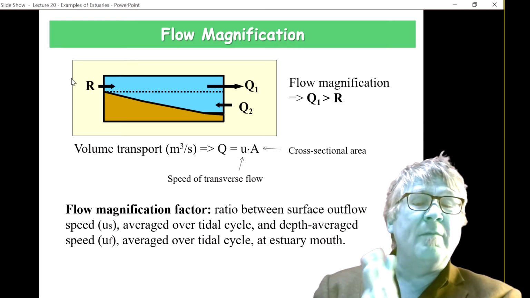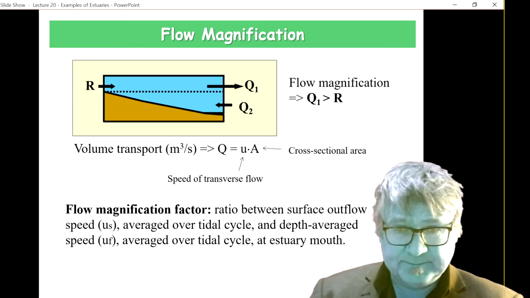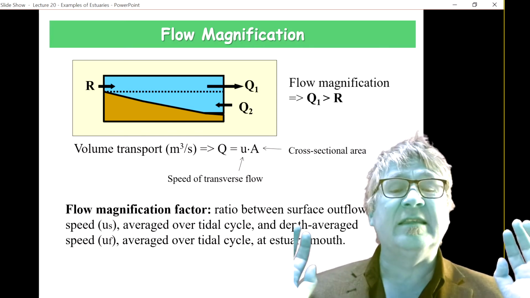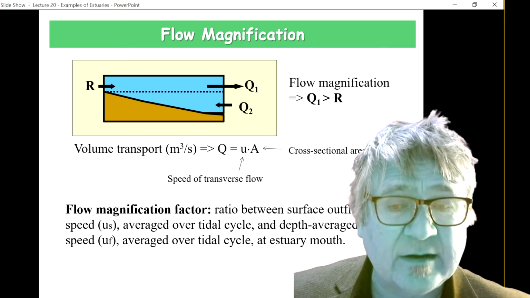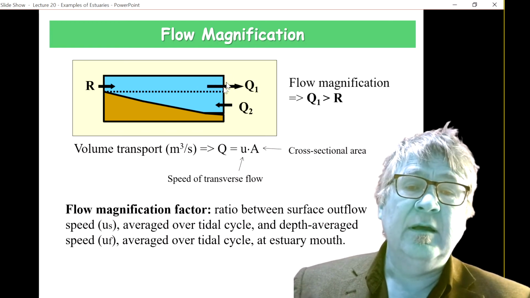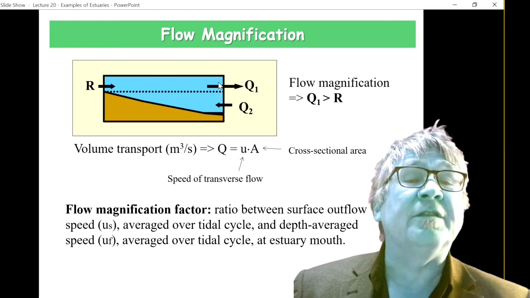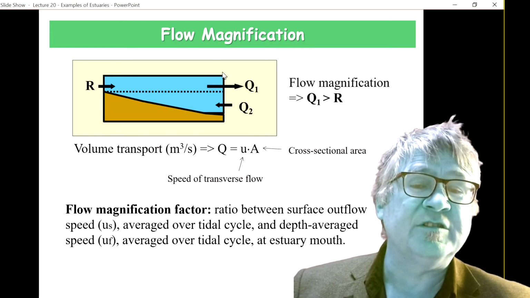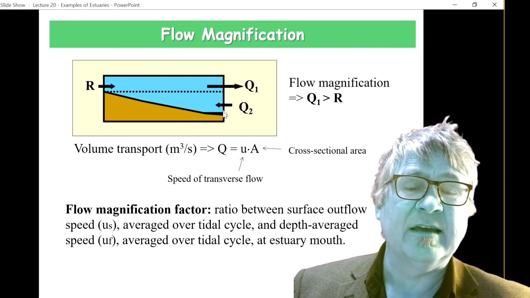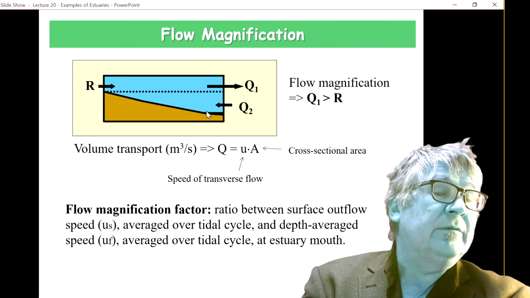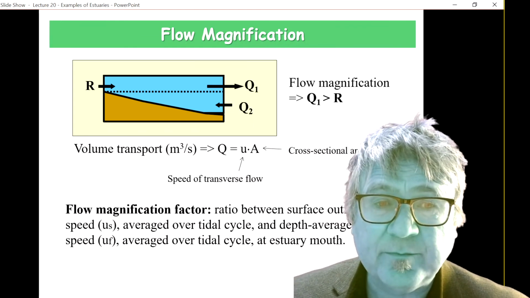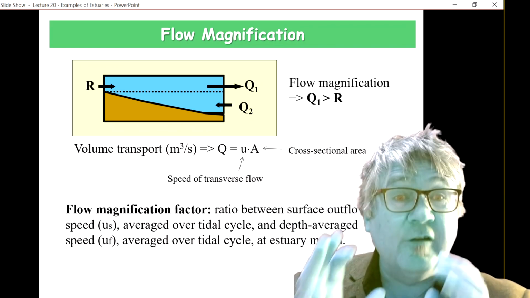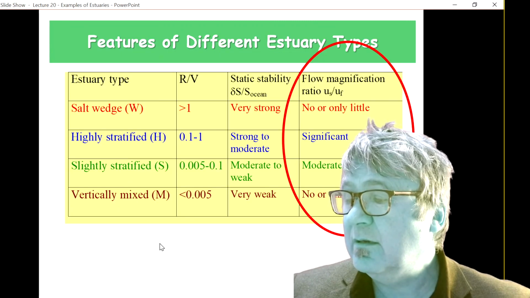Now, how is the flow magnification factor defined? You essentially go to the mouth of your estuary and work out two speeds. One is the average speed of the outflow, averaged over a tidal cycle. We call it US. The other one is the depth average speed, averaged over a tidal cycle at the estuary mouth. This is what scientists have used. And then if you do that, you come to different flow regimes, and I show you on the next slide.